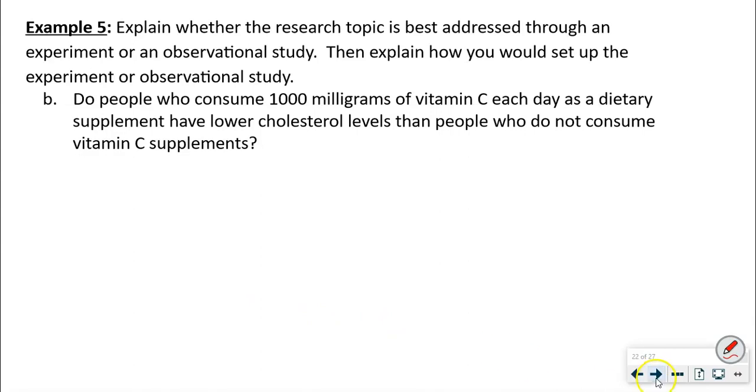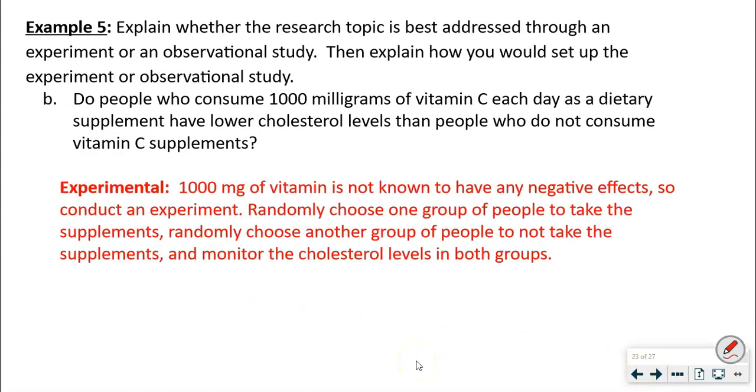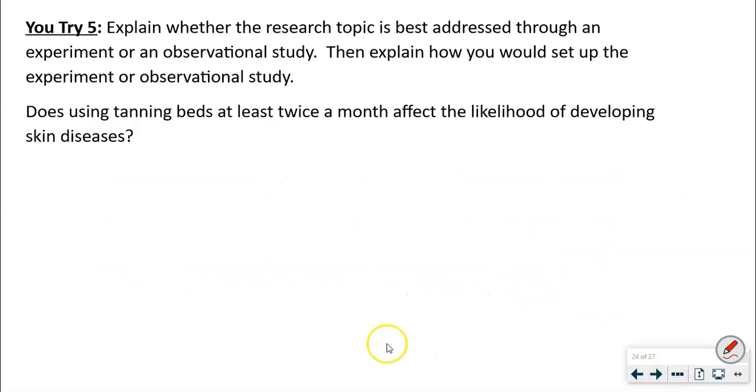So on this one, I would say this could be done as an experiment. Vitamin C, 1,000 milligrams of vitamin C is not known to have any negative effects on people. So if we conduct the experiment, we have to randomly choose one group of people to take the supplement. That would be our treatment, right? And then randomly choose another group of people to not take the supplement. That would be our control group, and monitor the cholesterols in both, okay? All right, let's see if you guys can do this one.